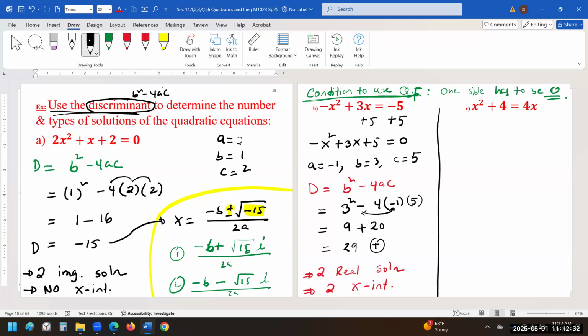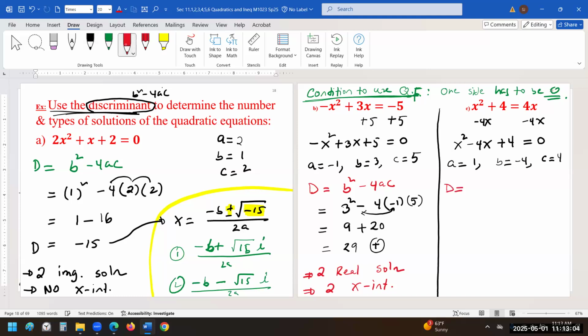Camila, the next one. So minus 4x, minus 4x. We have x squared minus 4x plus 4 equals 0. What is our A? 1. B, positive or negative? Negative 4. And C, 4.